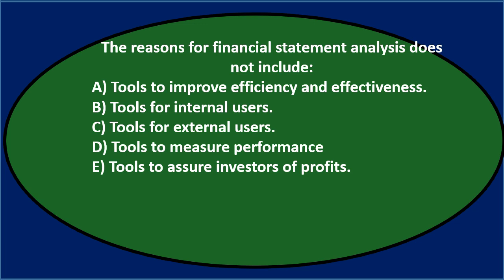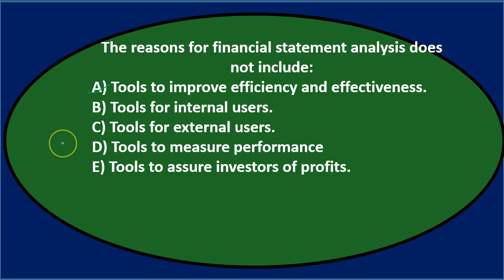The reason for financial statement analysis does not include either A, tools to improve efficiency and effectiveness. Now, with financial statement analysis, you would think that's kind of the goal. We're trying to analyze to improve those things, so I'm going to cross that out. B and C say tools for internal users versus tools for external users. The fact that I have that contrast between the two makes me think maybe it's one of those two, because sometimes when you have that contrast in a multiple choice question, it's one of those two. So I'll keep those for now.